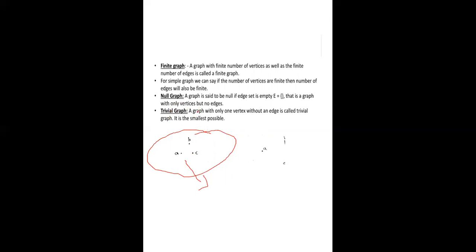Next is trivial graph. A trivial graph has only one vertex without an edge. Trivial graph means only one vertex, simply A. Then it is a trivial graph. This is the smallest graph possible: one vertex without an edge. This becomes the trivial graph.